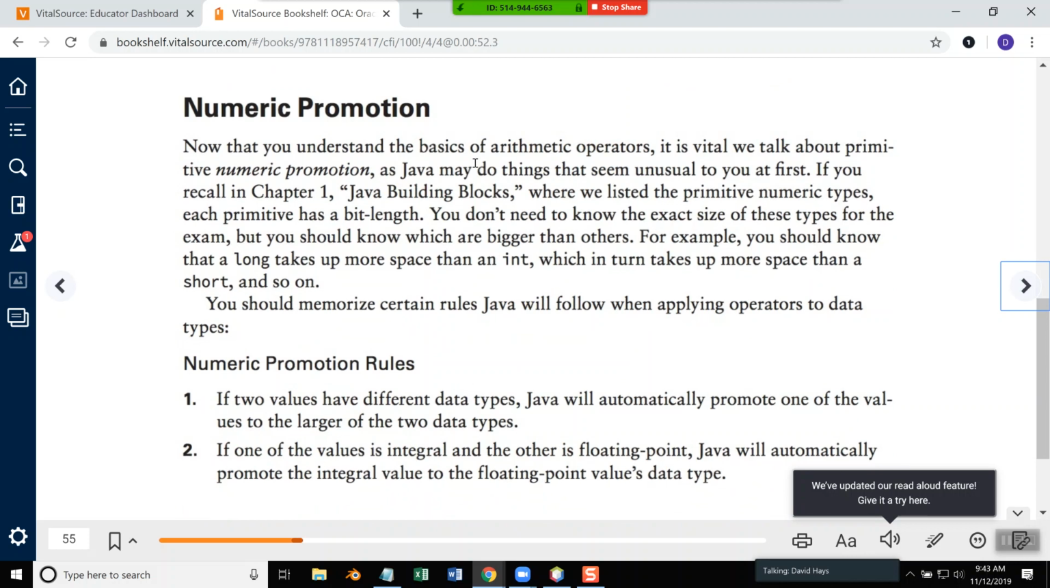Now that you understand the basics of operators, it's vital to talk about primitive numeric promotion, as Java may do things that seem unusual to you at first. If you recall in chapter 1, Java building blocks, where we listed the primitive numeric types, each primitive has a bit length. You don't need to know the exact size of these types for the exam, but you should know which are bigger than others. For example, you should know that a long takes up more space than an int, which in turn takes up more space than a short, and so on. You should memorize certain rules Java will follow when applying operators to data types.